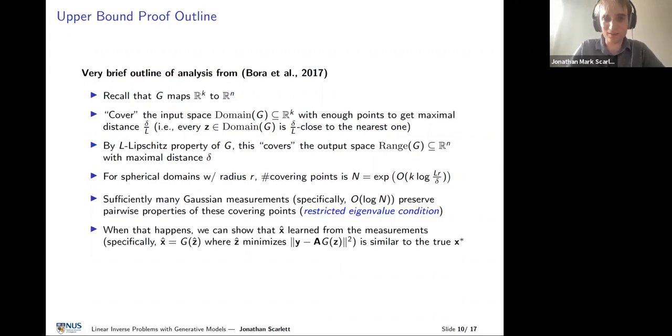Okay, so why is that useful? Because once you've got a covering, you can use the fact that Gaussian measurements preserve geometric properties of any finite set of points. And the number of Gaussian measurements you need for that preservation is the log of the number of covering points. So the log basically cancels out with the exponential. And that's why the number of measurements we need is this K log L. This is the restricted eigenvalue condition, which is a lot like the restricted isometry property you might have seen in compressed sensing. Skipping over many technical details, once you've shown this restricted eigenvalue condition, it's a fairly standard procedure to show that minimizing this loss, this squared distance, gives you something which is not too far from the true X star.